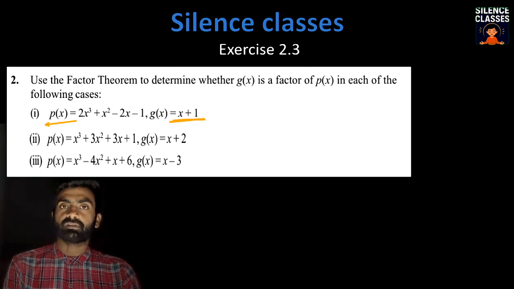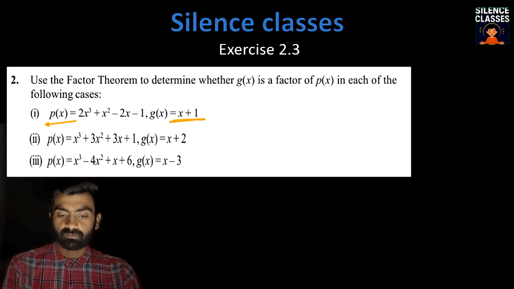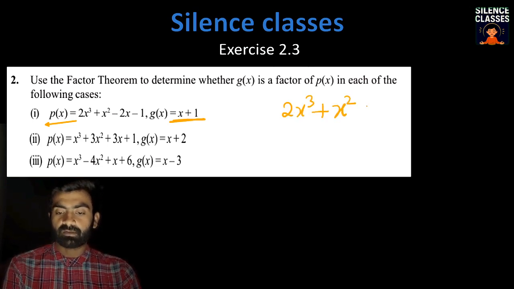Then if the answer is equal to 0, we can say yes, it is a factor. If the answer is not 0, we can say no, the given expression is not a factor, or the zero of the given polynomial. So g(x) = x + 1 is given. Question number 1 is 2x cube plus x square minus 2x minus 1.